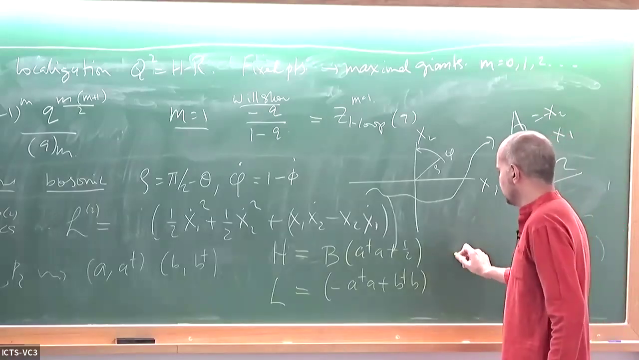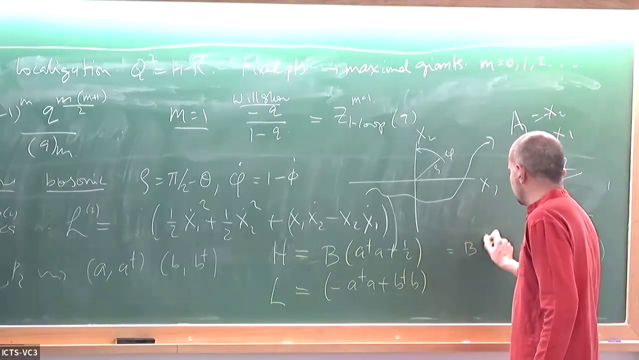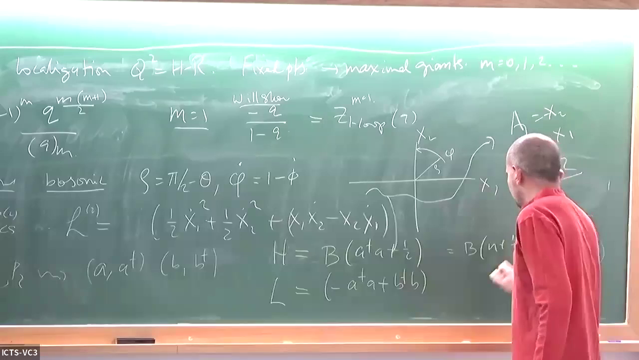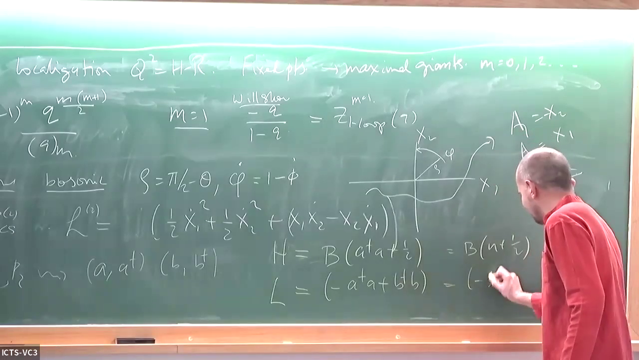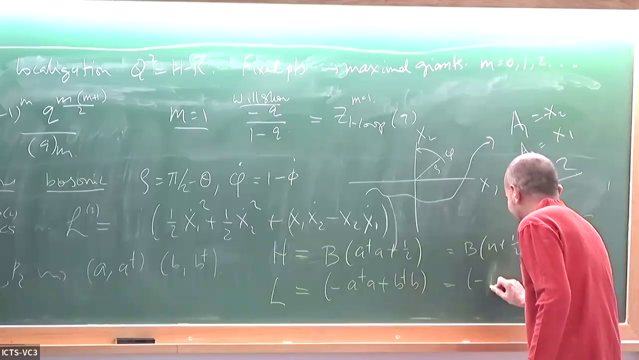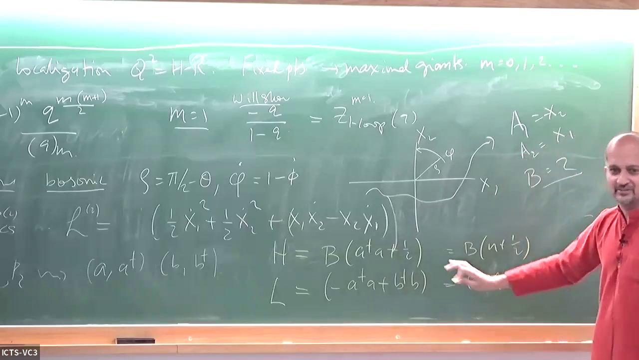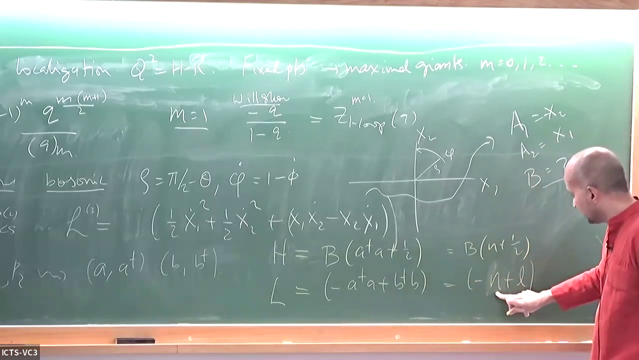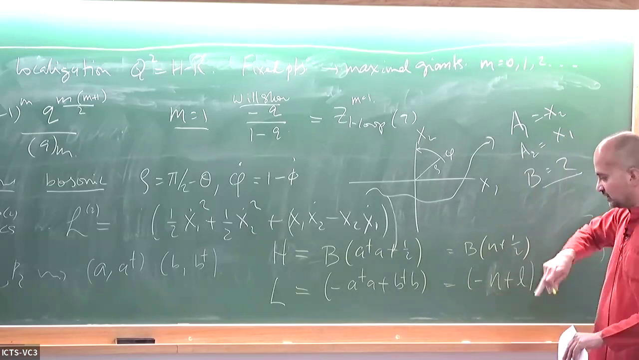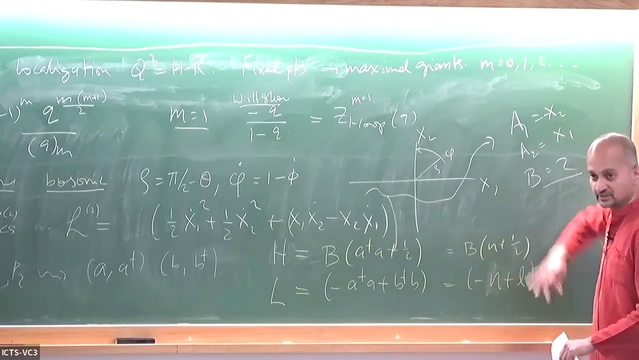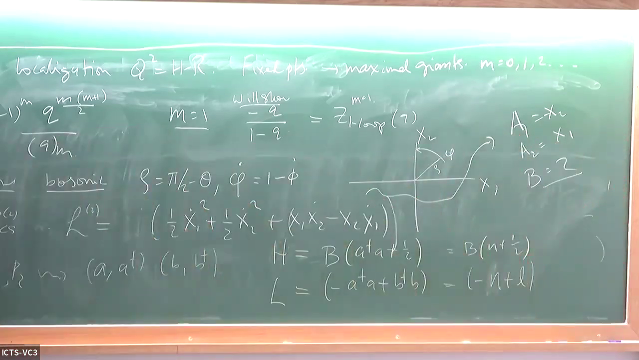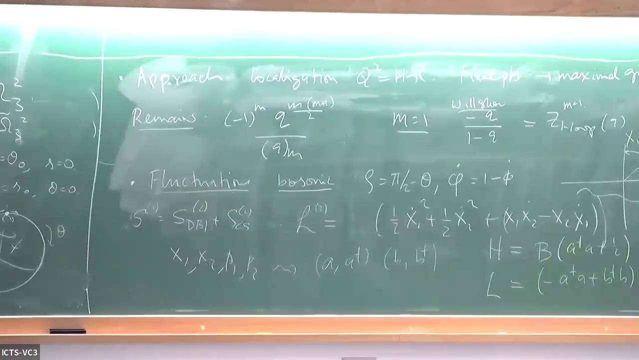Okay, so this is B times n plus half, and this is minus n plus L. I'm just reminding people: there are Landau levels n, and in each Landau level, the angular momentum goes from minus n to infinity. All right. So now it's the new stuff. Now we want to include fermions. This has also been analyzed in the literature for various reasons.